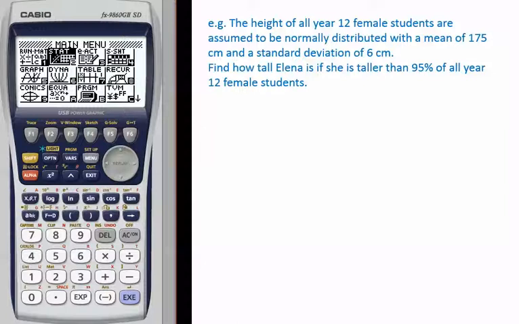The first one, let's draw a diagram for it. Here's the diagram. The mean, the population, 175, indicated by the dashed line, mu. Sigma is 6, that's the standard deviation. Now, Alina's taller than 95%, in other words, she's in the top 5% of all Year 12 female students. So I've shaded there 5% under the normal curve.